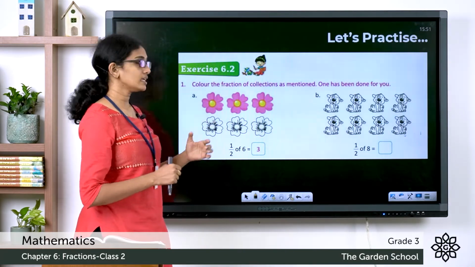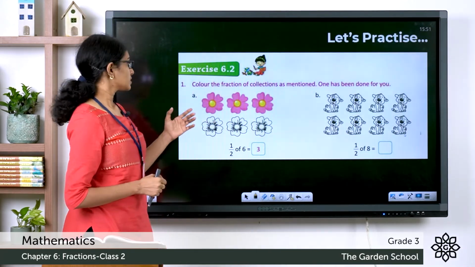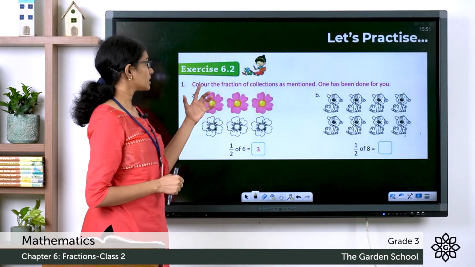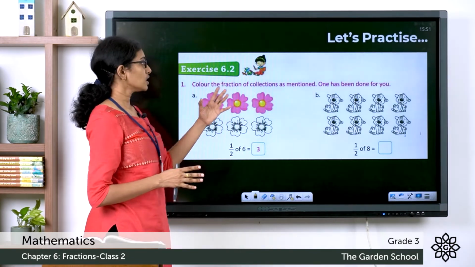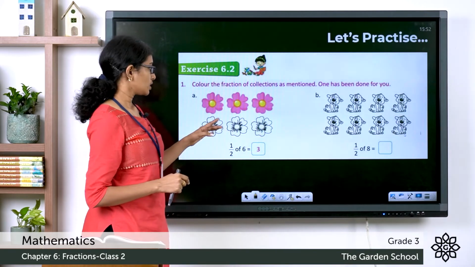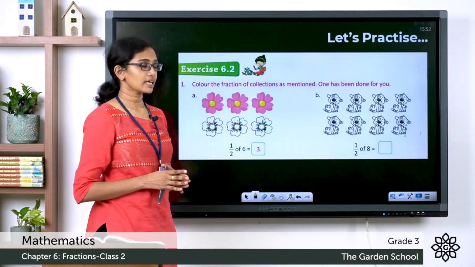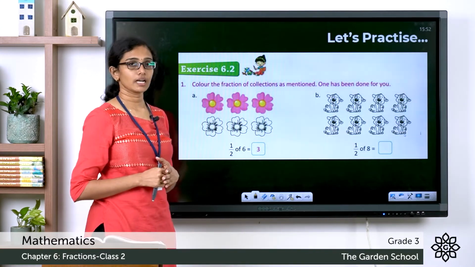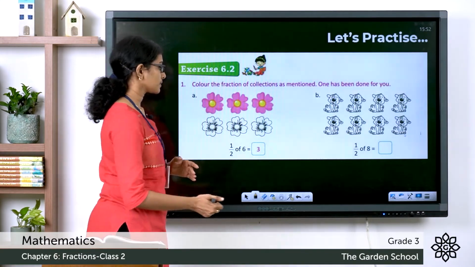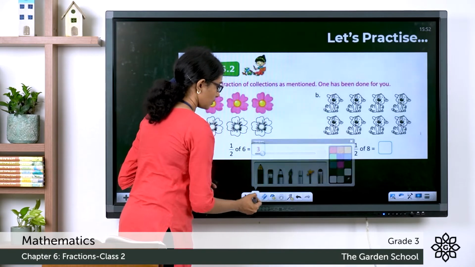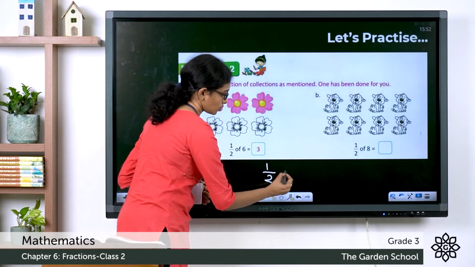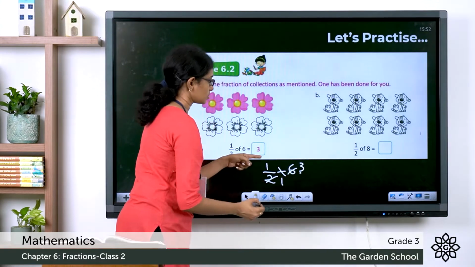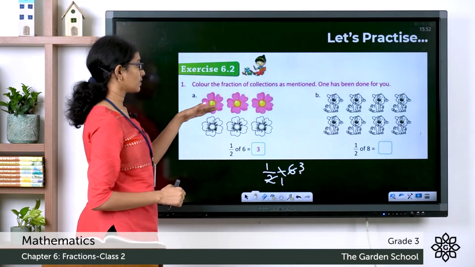Question A is already worked out there. See, there is a collection of 6 flowers there, and the question was to color the fraction of collections as mentioned. You were given 6 flowers there, and half of 6, or 1/2 of 6, had to be colored. So what is 1/2 of 6? 1/2 of 6 is equal to 1/2 into 6, which is equal to 3. So you got 3 here and 3 flowers are colored here.